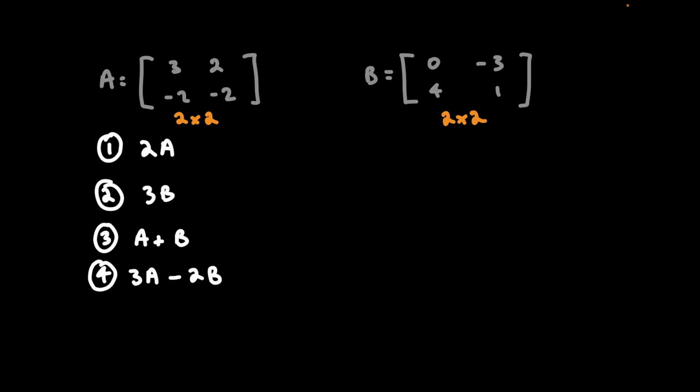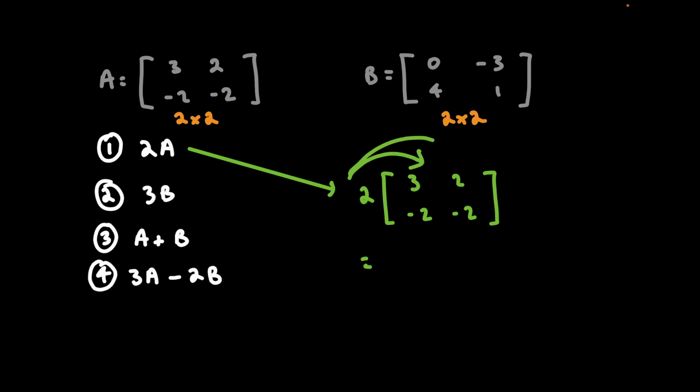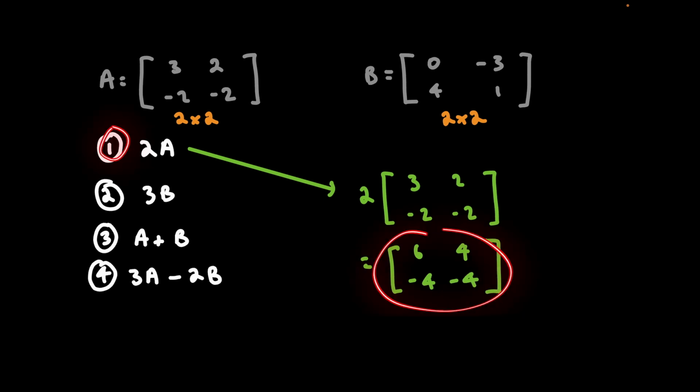What is the value of 2A? To work out the value of 2A, all we simply have to do is 2 times the matrix A, which is 3, 2, minus 2, minus 2. We're simply going to times each element inside this matrix by the number 2. So what we'll have is 6, 4, negative 4, and negative 4. That is your answer to question number 1.